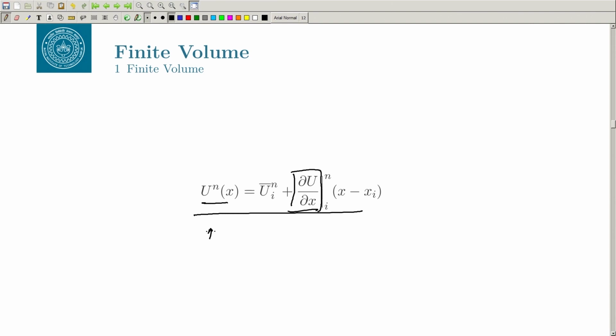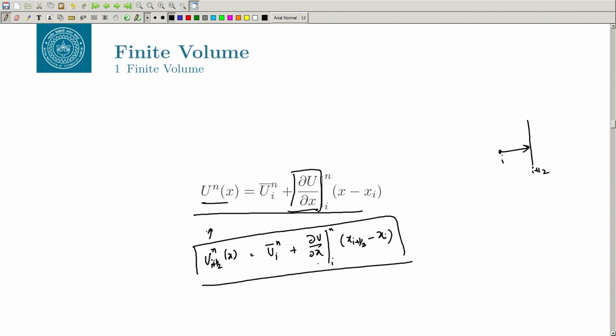So, if you want to get u at I plus half, you can use the value at the cell center, which is u I n, plus, if you somehow know the gradient of how u is varying, times x I plus half minus x I. So, from the cell you go to the face, this is I and this is I plus half, and you calculate that. So, you need this gradient, how it is varying within the cell.